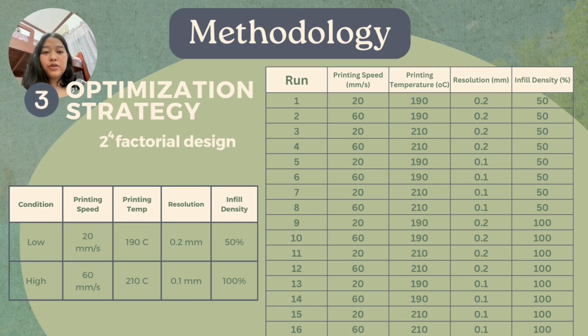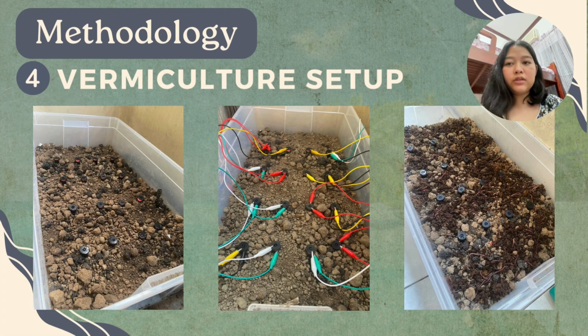The table here illustrates the distinct combinations of these four parameters, ensuring that each combination is unique and non-repetitive. The vermiculture setup comprised the watered sludge sourced from the GMA Water District Septage Treatment Plant, African nightcrawlers from Valenzuela worm farm, and soil collected from Pampanga.